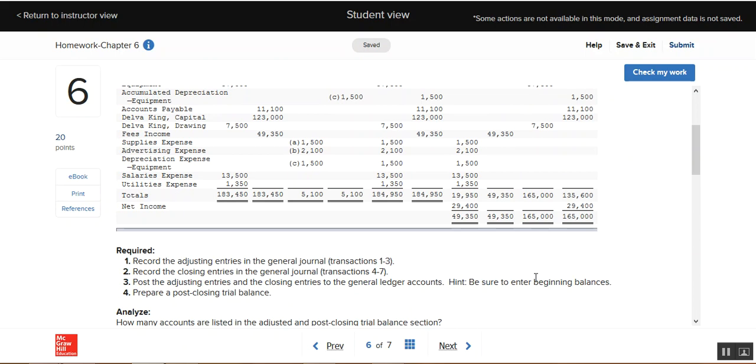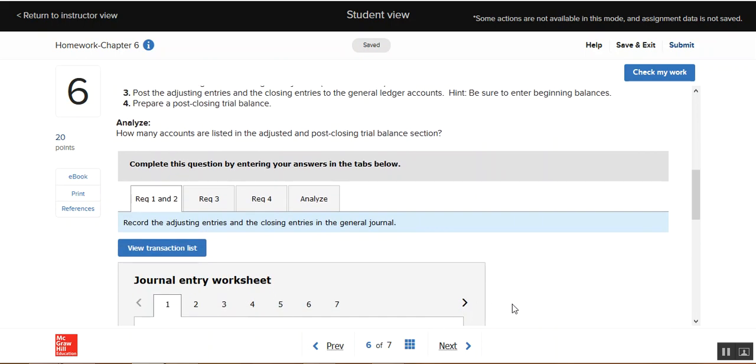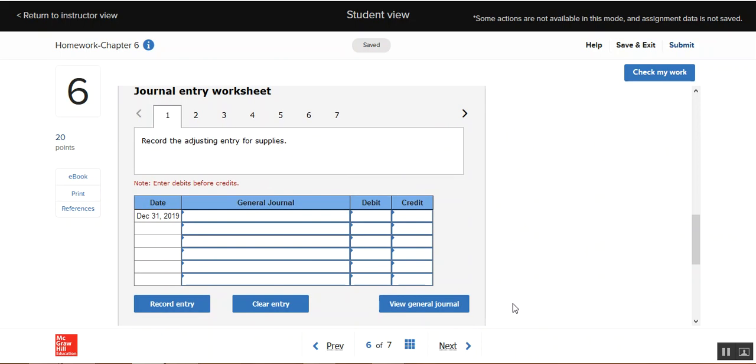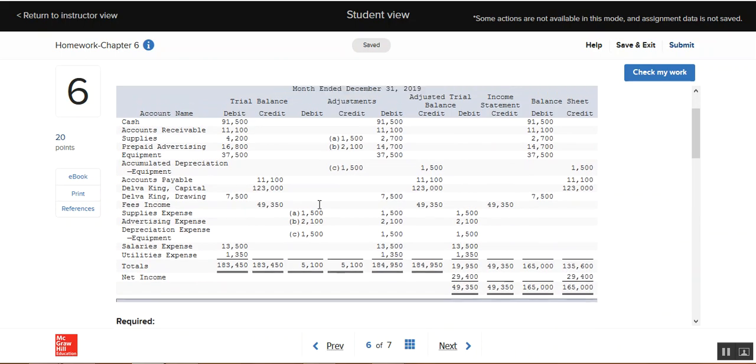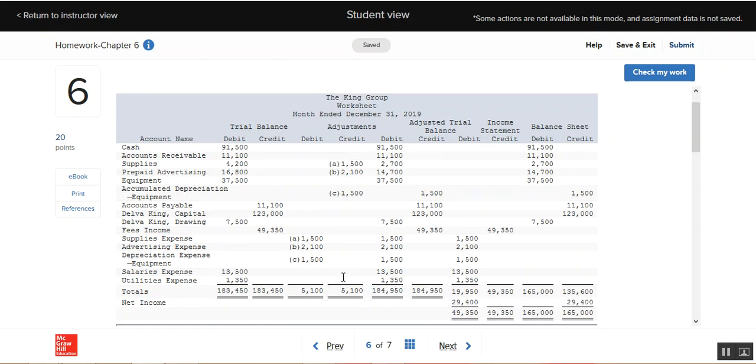This says record the adjusting entries in the general journal, then record the closing entries, and then you're supposed to post and do a post-closing trial balance. I wanted to look at this because I wanted to make sure you understood how to post from a worksheet, because this is a little bit different. So here's our adjustments. So to do the adjusting entries, you're going to need to look at these two columns, your debit and credits under adjustments. And I see an ABC credit, an ABC debit, so there must be 3 adjustments.